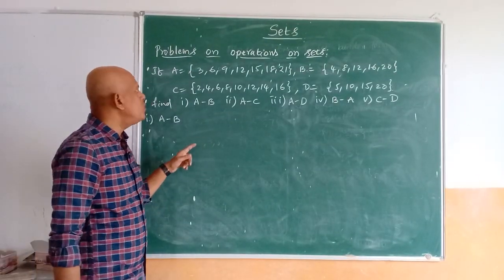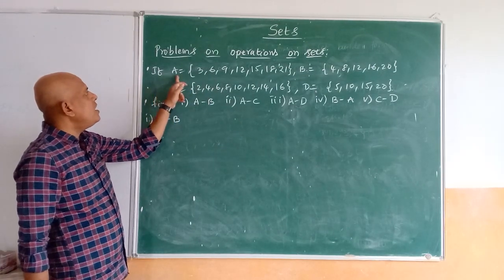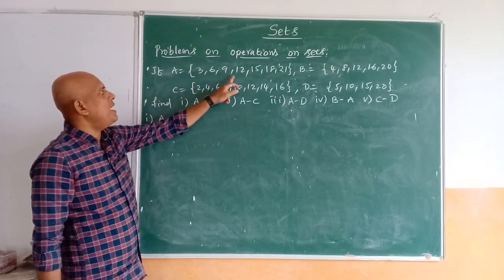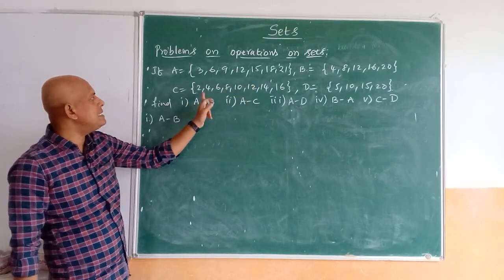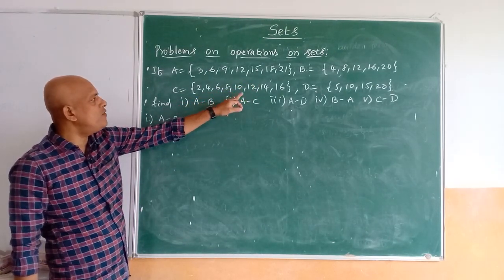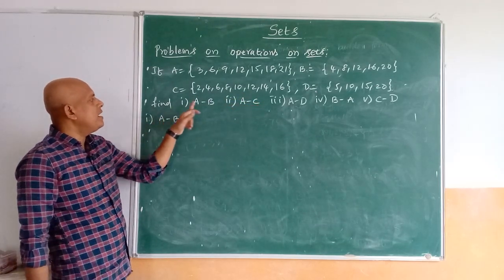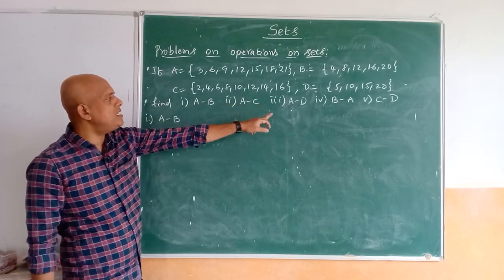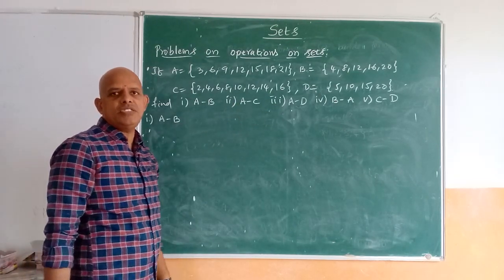Okay children, now we will go to the difference of sets. Given A is equal to {3, 6, 9, 12, 15, 18, 21}, B is equal to {4, 8, 12, 16, 20}, C is equal to {4, 6, 8, 10, 12, 14, 16}, and D is equal to {5, 10, 15, 20}. Then we have to find A minus B, A minus C, A minus D, B minus A, and C minus D. So, difference of sets.